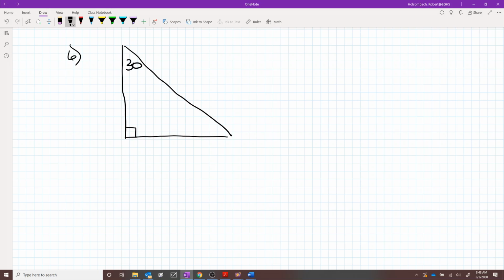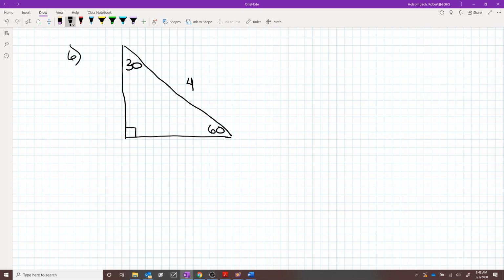Number 6. The length of the hypotenuse of a 30, 60, 90 is 4. So 30, 60, 90, that's another special right triangle. 30, 60, and your 90. The hypotenuse is 4.